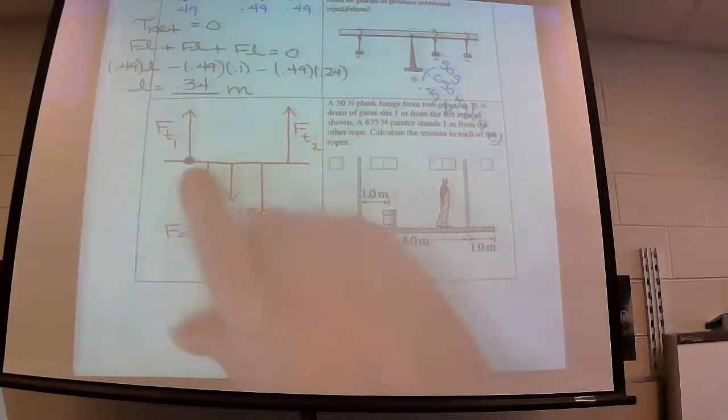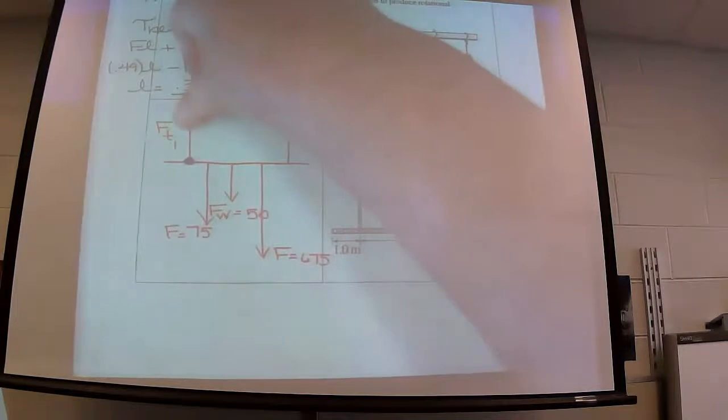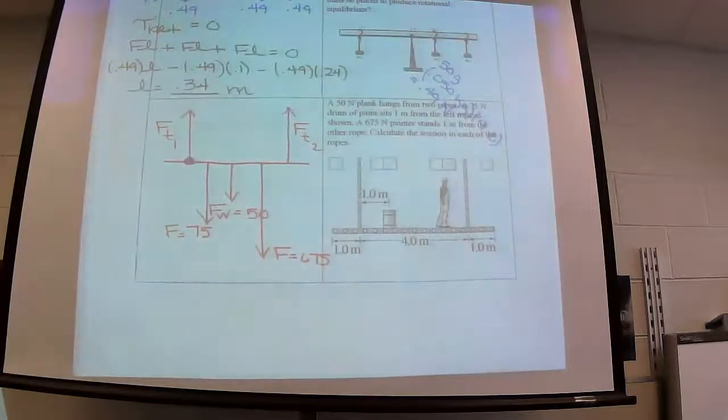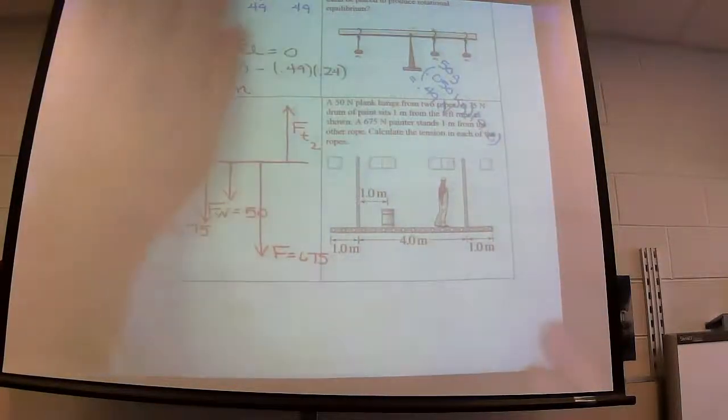How do I know I'm going to get rid of an unknown? Because how would I find his torque? It would be FT1 times the torque arm. What's the distance from FT1 to the pivot point? 0. And then it falls out. So it makes him go away. And now I only have 1 unknown.